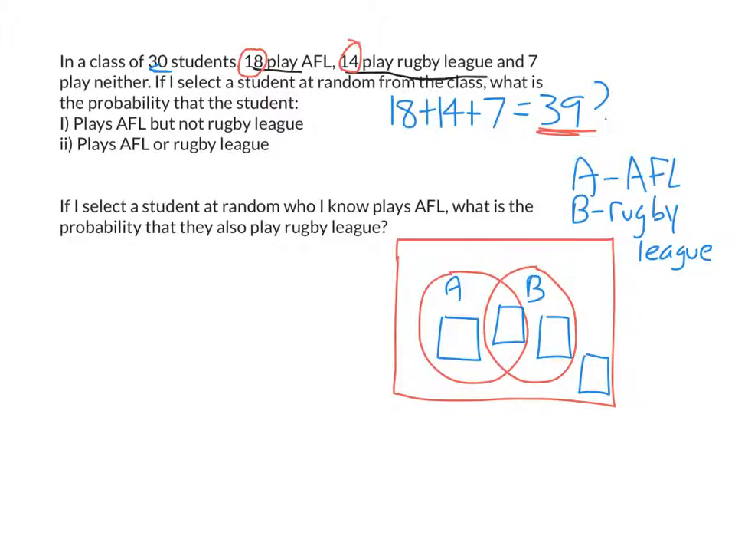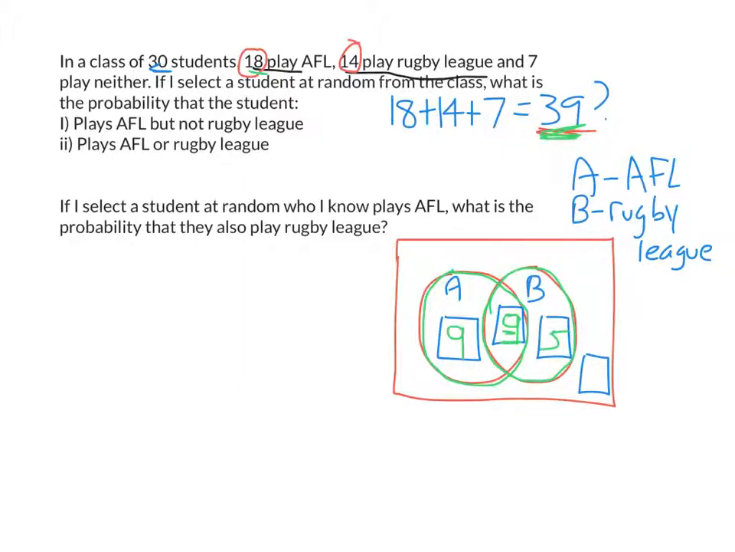So we're going to put a 9 in the middle. However many you've double counted, that's how many go in the middle. If these numbers added up to 41, we'd put 11 in the middle. So we overcounted 9. There must be 9 who play both. So we know that there are 18 who play AFL. So there should be 18 in this circle, the AFL circle. We've already got 9, so we put another 9 here. Similarly, there should be 14 in the rugby league circle. We've already got 9. We need another 5.